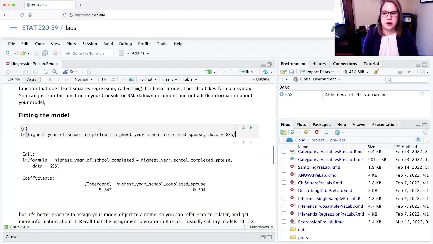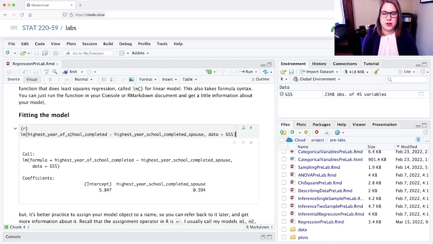So I could just press the play button to run this chunk, and then I get some output. So it says the call, it's just kind of reminding me of the code that I ran. It says I gave it a formula, and here's what I gave it. And then it has the coefficients. So it has the intercept, that's where the line crosses the y-axis. And then the other thing that it gives you is the slope. So the slope for highest year of school completed spouse is 0.594.